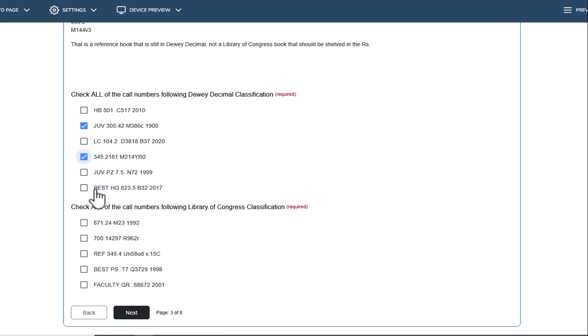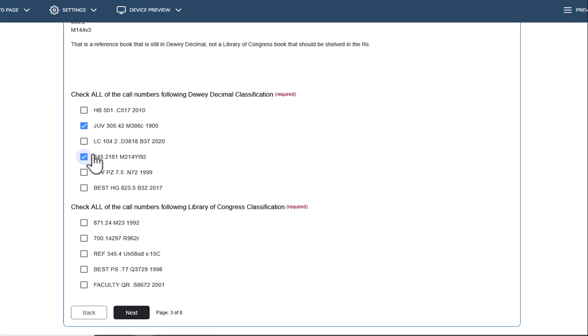And then here we have another subject, HG. It's preceded by BEST, that stands for our bestseller collection. Again, BEST, not a Library of Congress subject heading, but we see right after it there is the Library of Congress subject heading, meaning that this is also a Library of Congress book. So we've selected 2 Dewey Decimals. This one is a juvenile Dewey Decimal with a JUV.